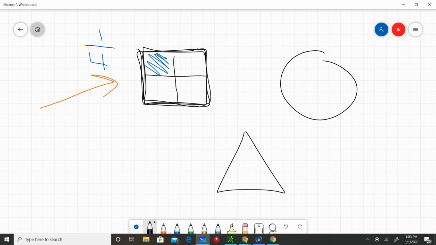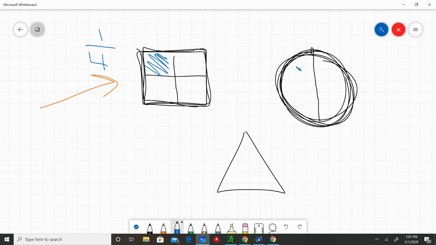If I went to a circle and drew a line down the middle right there, you'll see that this is broken into two separate parts. Remember, a fraction is part of a whole. What's the whole? The whole is the circle. If I shade a part here, that is one part of two that is shaded. There are two parts in this circle, and one of the two is shaded.